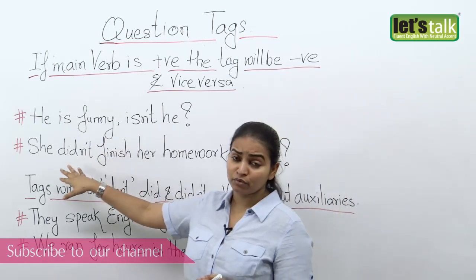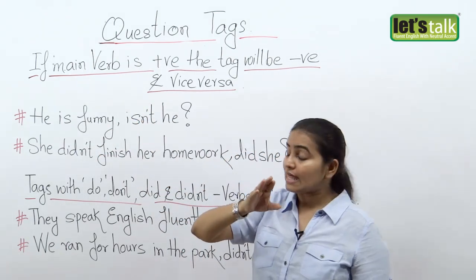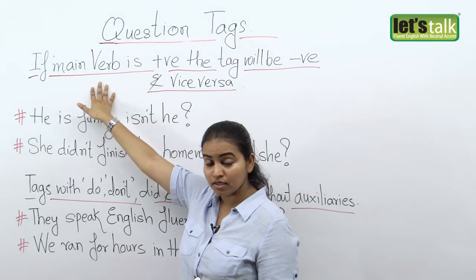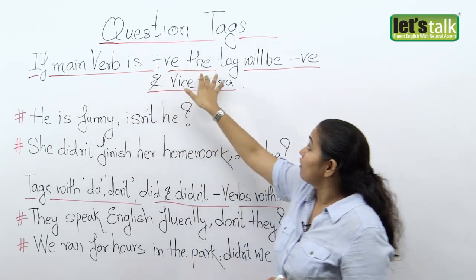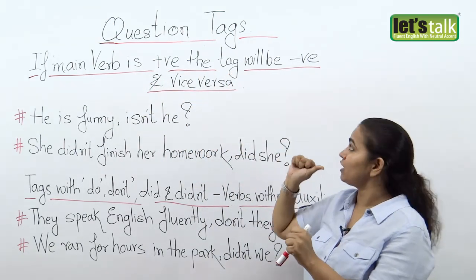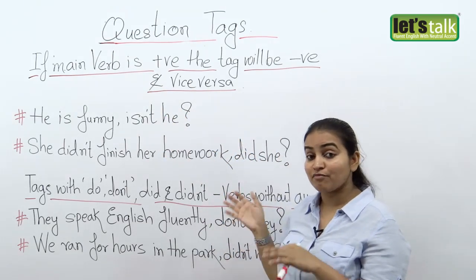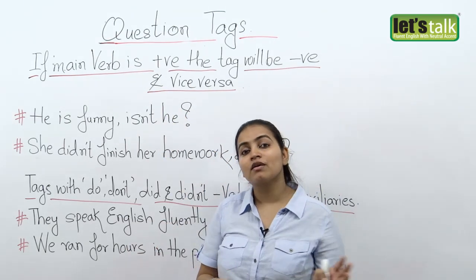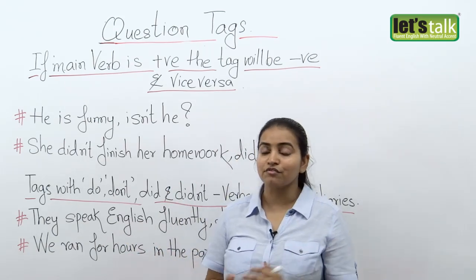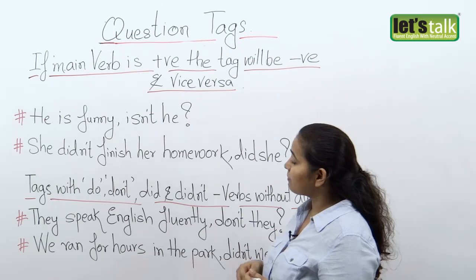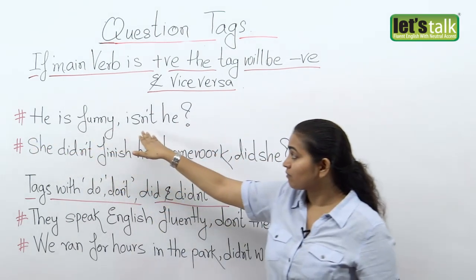Well, there are two main rules, and the first one is to know that if the main verb in your sentence is a positive one, the question tag at the end of your sentence will always be negative, and vice versa, which means if my main verb is negative, the question tag at the end of the sentence will automatically be positive. So let's look at the main verb in the sentence, which is "he is funny."